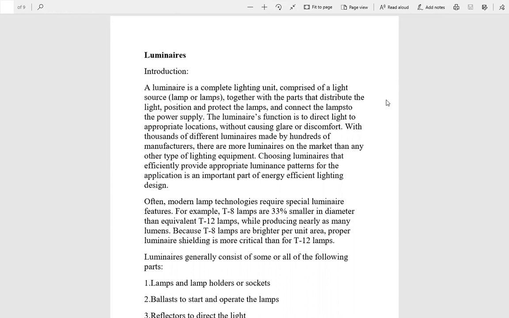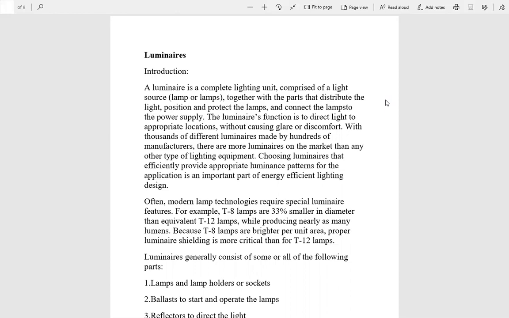For example, T8 lamps are 33% smaller in diameter than equivalent T12 lamps, while producing nearly as many lumens. Because T8 lamps are brighter per unit area, proper luminaire shielding is more critical than for T12 lamps.